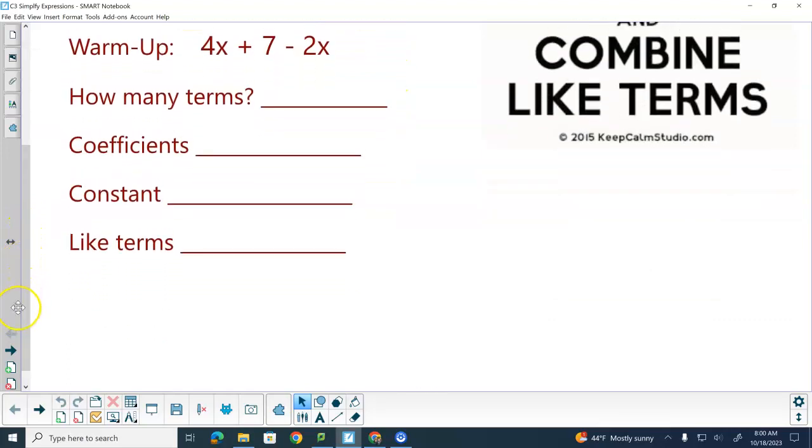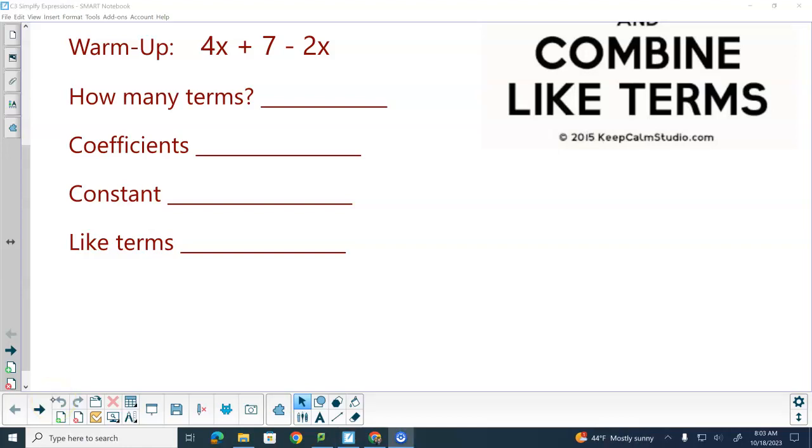So here's a warm-up problem: 4x plus 7 minus 2x. Tell me how many terms there are. Tell me what all of the coefficients are. Tell me if there's a constant, what it is. And tell me if there are any like terms. So we're doing this one right here. Up at the top of your page, there's a spot for the warm-up. If you need to flip back to the other side to see what those mean again from yesterday, that'd be a good plan.